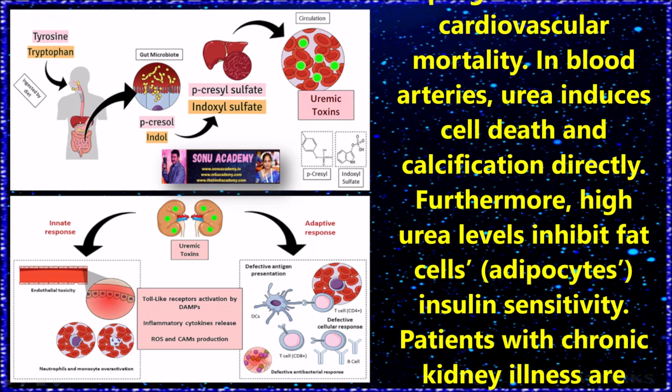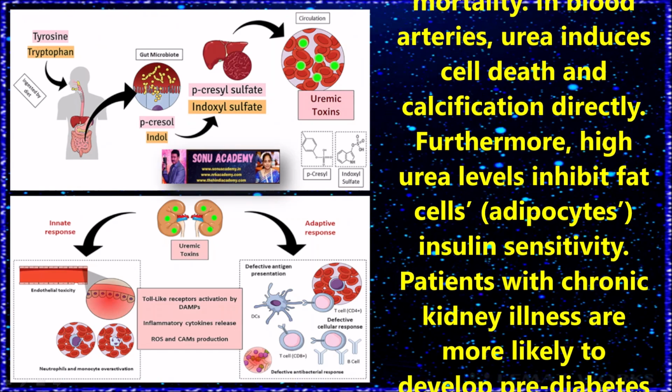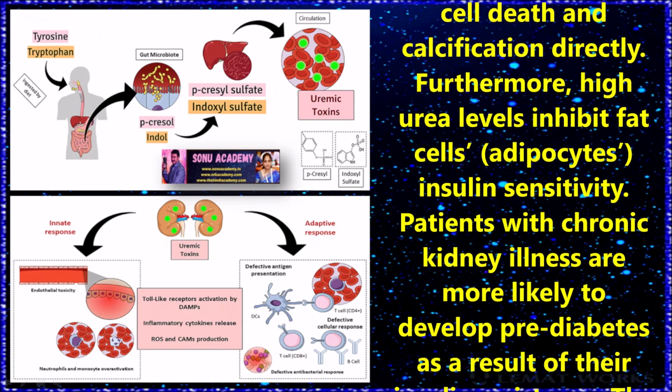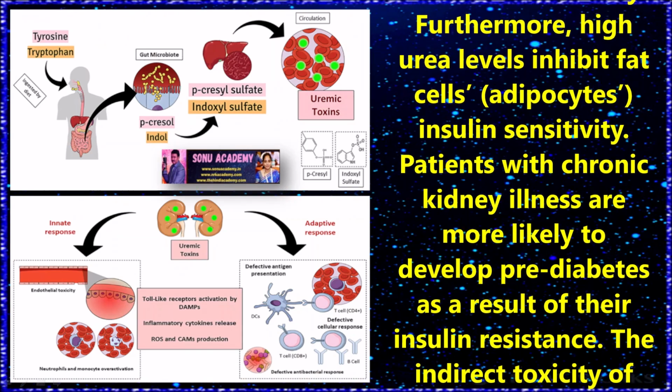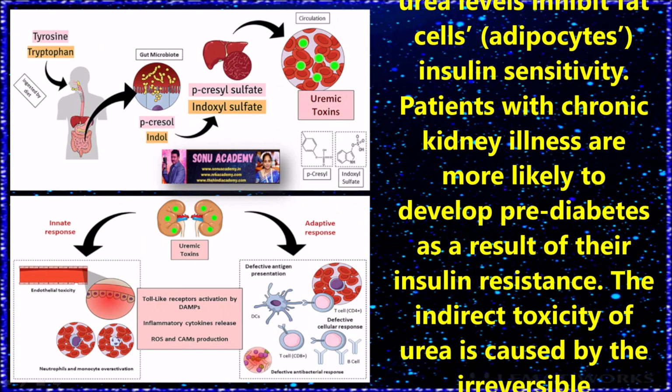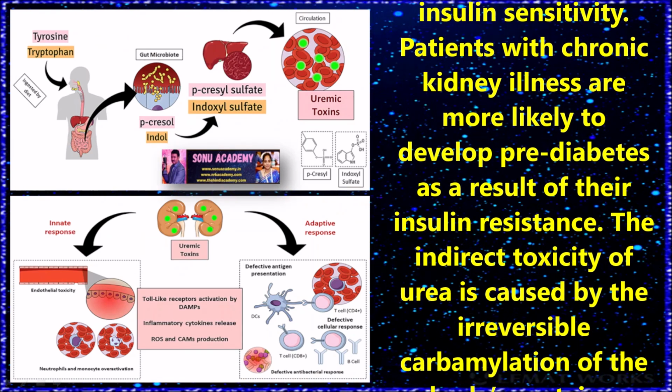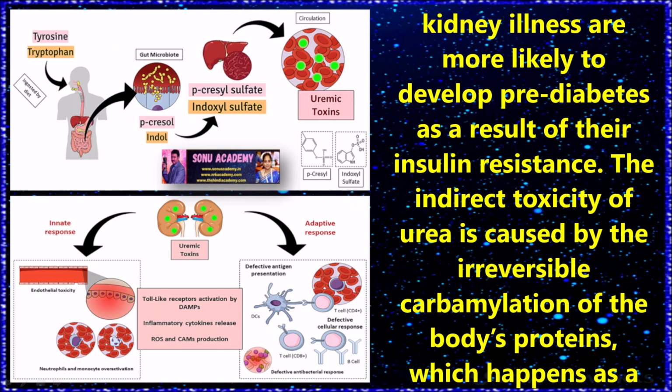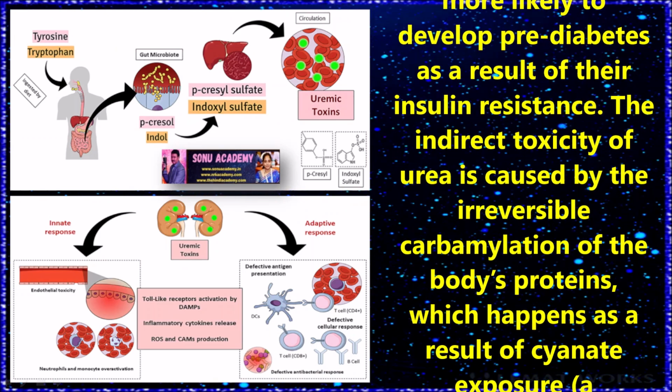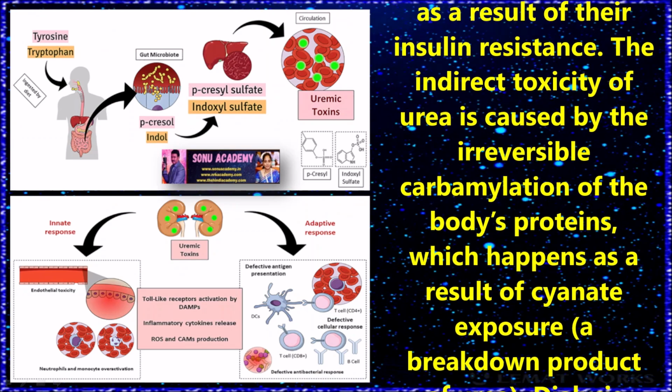In blood arteries, urea induces cell death and calcification directly. Furthermore, high urea levels inhibit fat cells' insulin sensitivity. Patients with chronic kidney illness are more likely to develop prediabetes as a result of their insulin resistance.